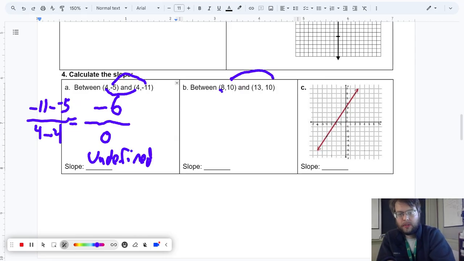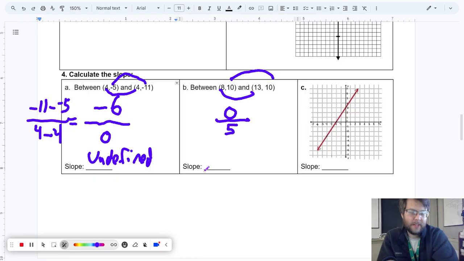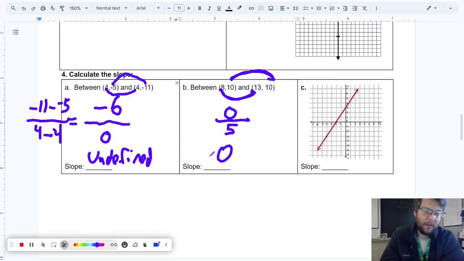On part B, we're doing basically the same thing. 10 minus 10 is a rise of 0. 13 minus 8 is a run of 5, excuse me. In other words, the y values went up 0. They didn't change. The x values went up 5. This one I can calculate. 0 divided by 5 is 0.